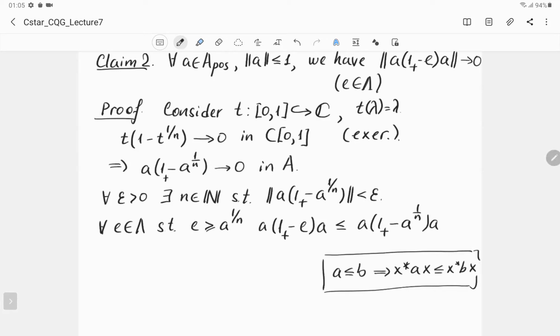Okay, and finally, let's recall that the order relation is compatible with the norm. So if A is positive and A is less than or equal to B, then the norm of A is less than or equal to the norm of B. So we can take the norm here. And we get the same inequality. But now the right-hand side is less than epsilon.